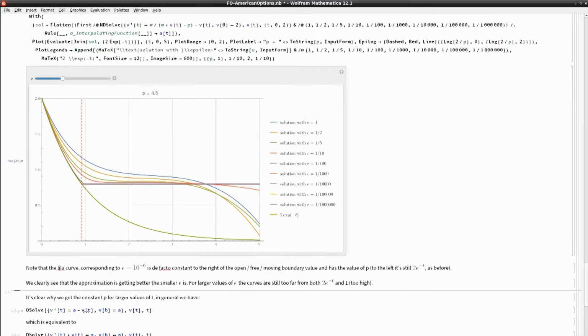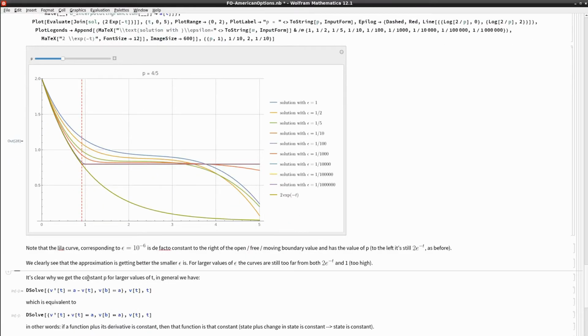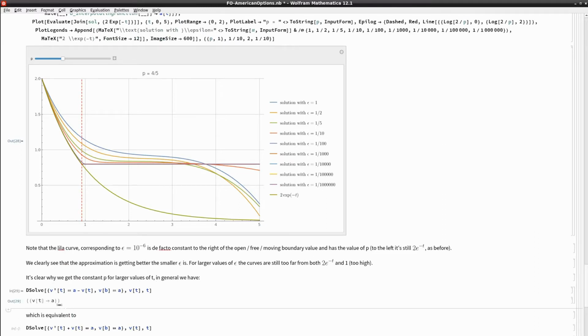Before I continue, I want to make clear why we get a constant p for large values of t. Because in general, we have v prime of t equals a minus v of t as the differential equation with an initial value. And as a solution, we get a. And the important thing here is it's a constant number. This was our constant number on the right side of the equation.